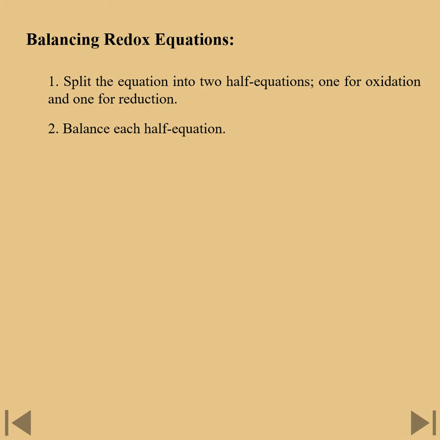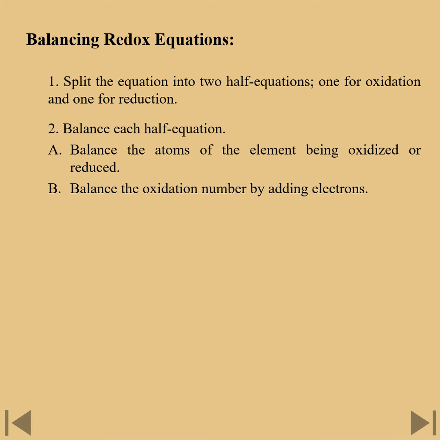We have 4 sub-steps. The first is to balance the element being oxidized or reduced, and the vast majority of the time there's just one on the left and one on the right, but once in a while there may not be one and one. Then we balance the oxidation number by adding electrons. So for example, if we're going from a +5 to a +3, then we're going to gain 2 electrons. If we're going from +3 to +5, we're giving up 2 electrons.